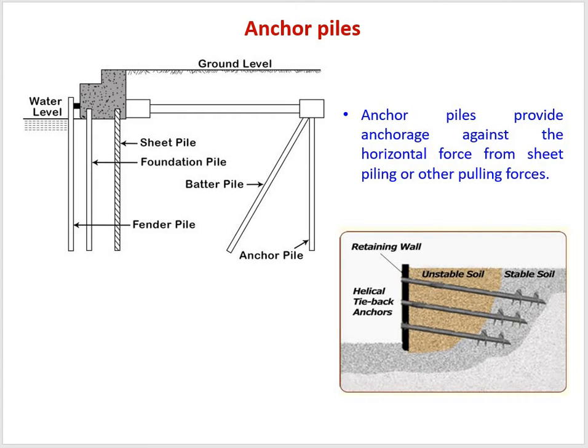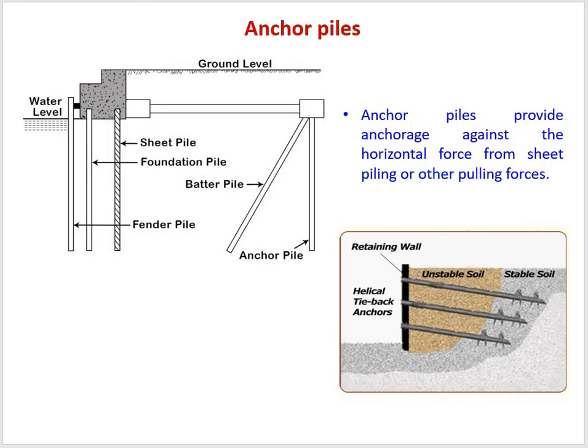Now anchor piles are generally provided to resist the horizontal pulling force coming from the sheet piles or any other pulling forces. For example, if a retaining wall is trying to fall down and you need to pull that retaining wall. Why is the retaining wall falling? We have already studied the retaining structures. If there is an unstable soil, it will try to push the retaining wall.